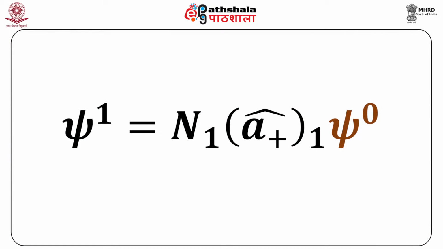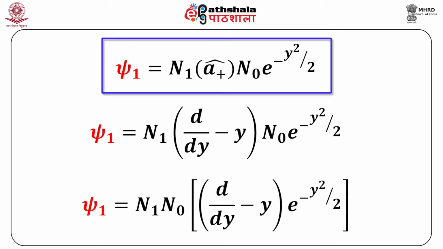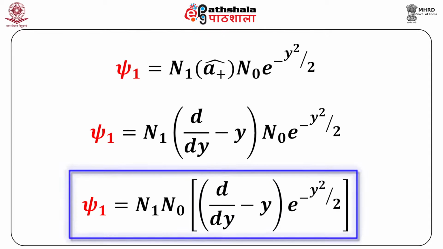Let's now solve for psi 1. Again in this case, psi 1 will be equal to n1 a plus cap psi 0. Now a plus cap is the creation operator. Therefore, if we put it for psi 1, it will become n1 a plus cap n0 e to the power minus y square by 2. Then if we simplify it further, we get psi 1 is equal to n1 n0 then d by dy minus y e to the power minus y square by 2.